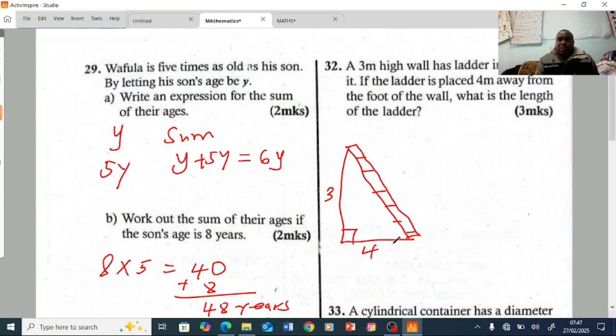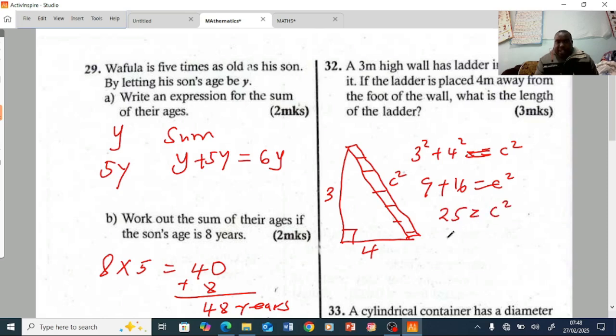So remember it forms 90 degrees. Therefore, to get this one, use Pythagorean theorem. That is 3 squared plus 4 squared will be equal to c squared. 9 plus 16 will be c squared. 25 equals c squared, and c is equal to the square root of 25. So the length of the ladder is equal to 5 meters.